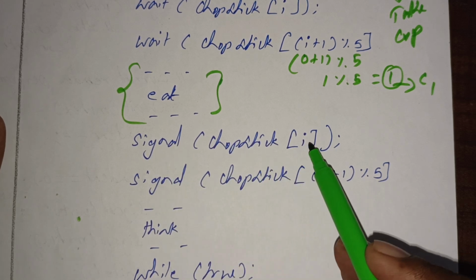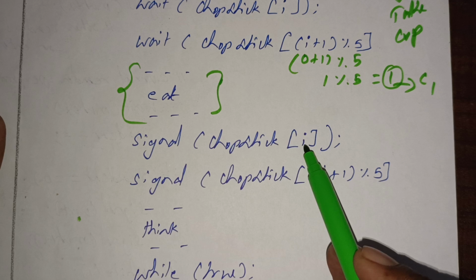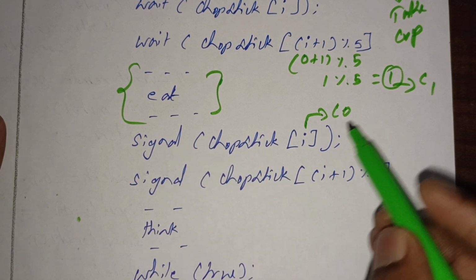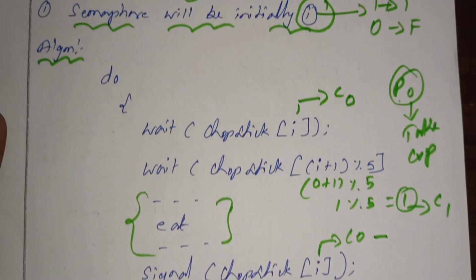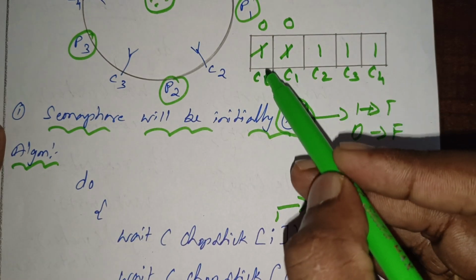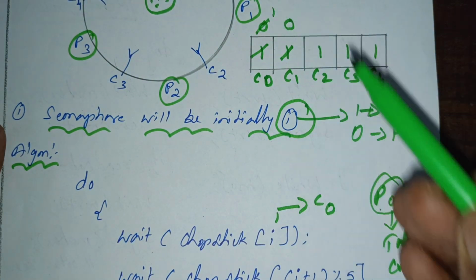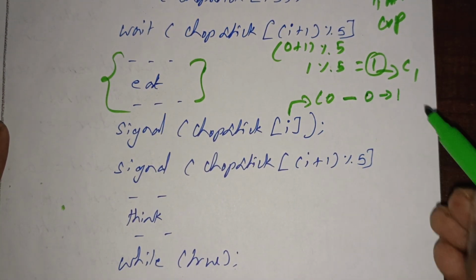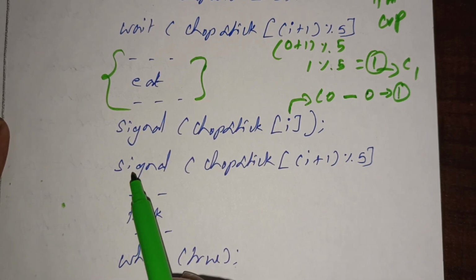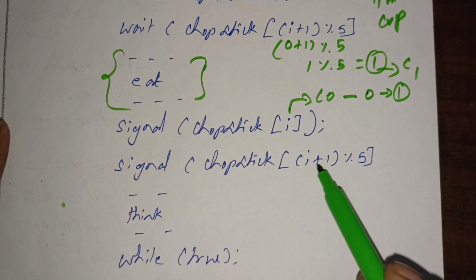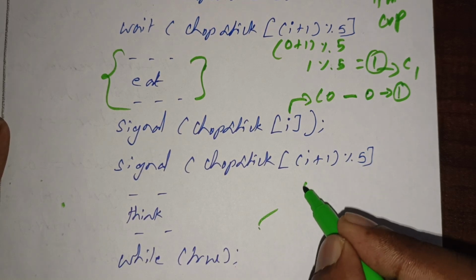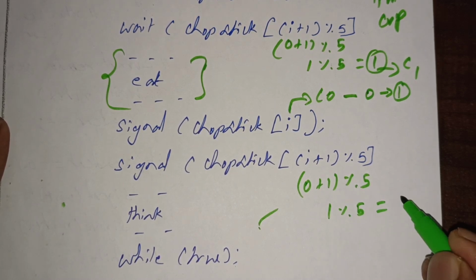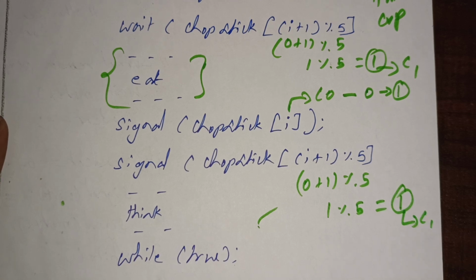So again, signal chopstick of I. I is initially 0, so that is called C0. If I call the signal, it will release this chopstick. Now what will happen to this C0? 0 will become 1 again. So the final value is now 1. Now again signal chopstick of (I plus 1) modulus 5. So I is 0, plus 1, modulus 5, again 1 modulus 5, that will become 1. So 1 indicates C1.